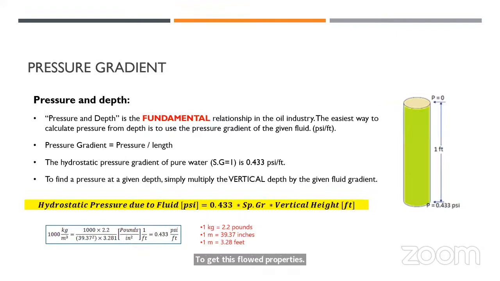Another concept that is mandatory for us is the pressure gradient, or how to get the pressure at depth. This is the main formula that we usually use to get the hydrostatic pressure at depth, which is the pressure gradient of pure water multiplied by the specific gravity, which is the relative density of the fluid to the water, multiplied by the vertical height. This is how to get the pressure at depth.